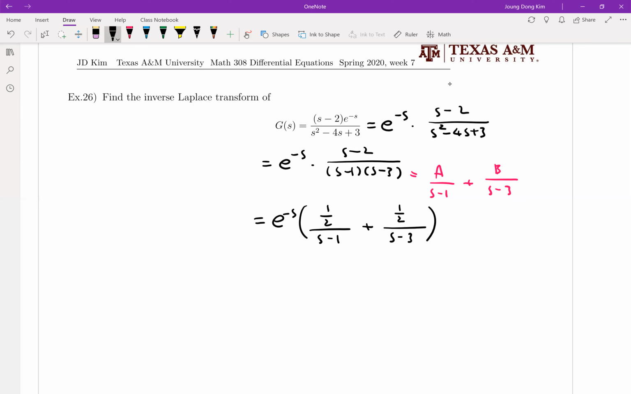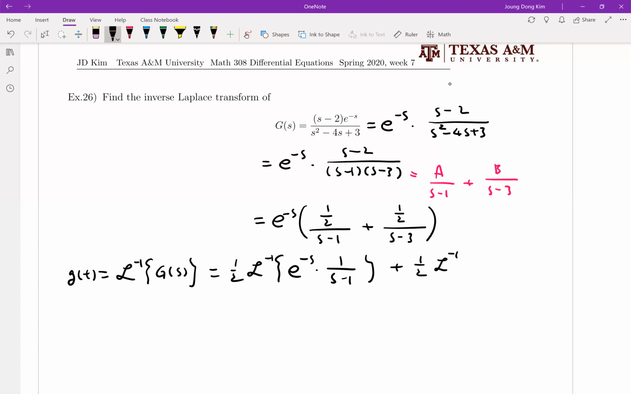Are you following so far? So let me split this one. Now let me find your inverse Laplace transform. Your g(t) is equal to the inverse Laplace transform of G(s). By the linearity property, we can write it this way: 1/2 inverse Laplace transform of e to the minus s times 1 over (s minus 1), plus 1/2 inverse Laplace transform of e to the minus s times 1 over (s minus 3). I'm sorry about that. Okay, here we go. Now keep that in mind.